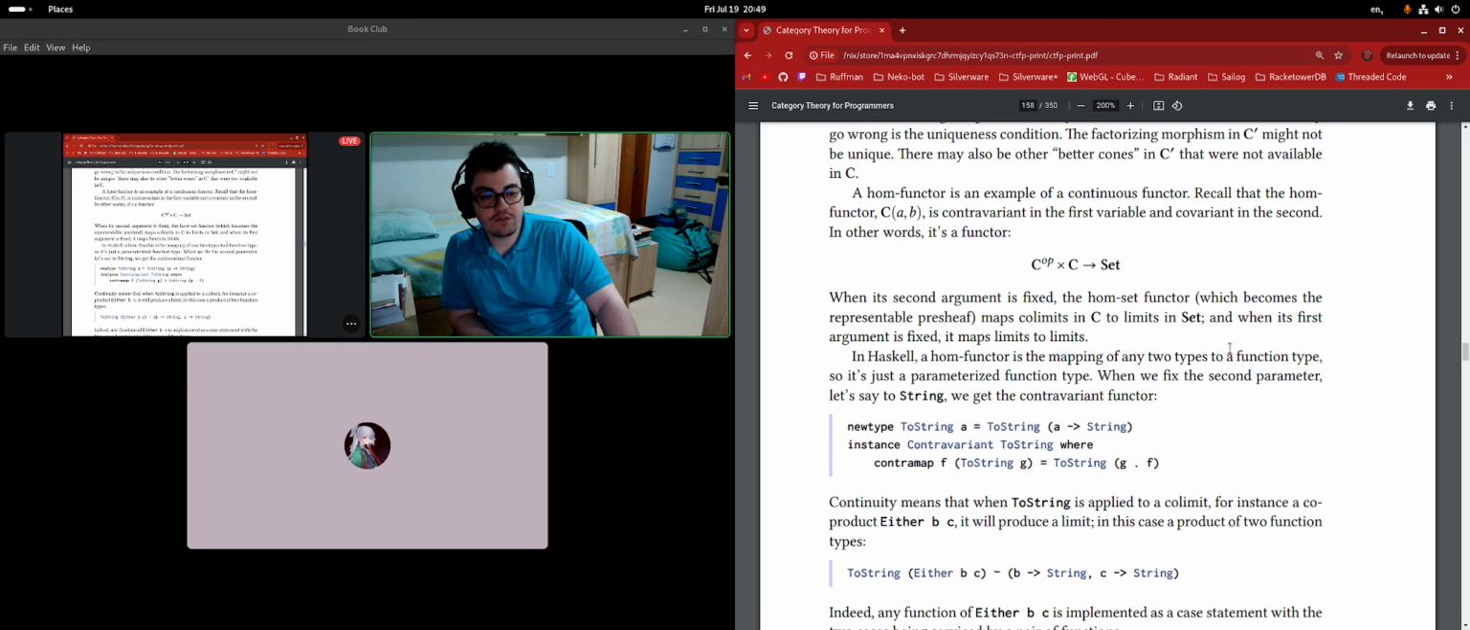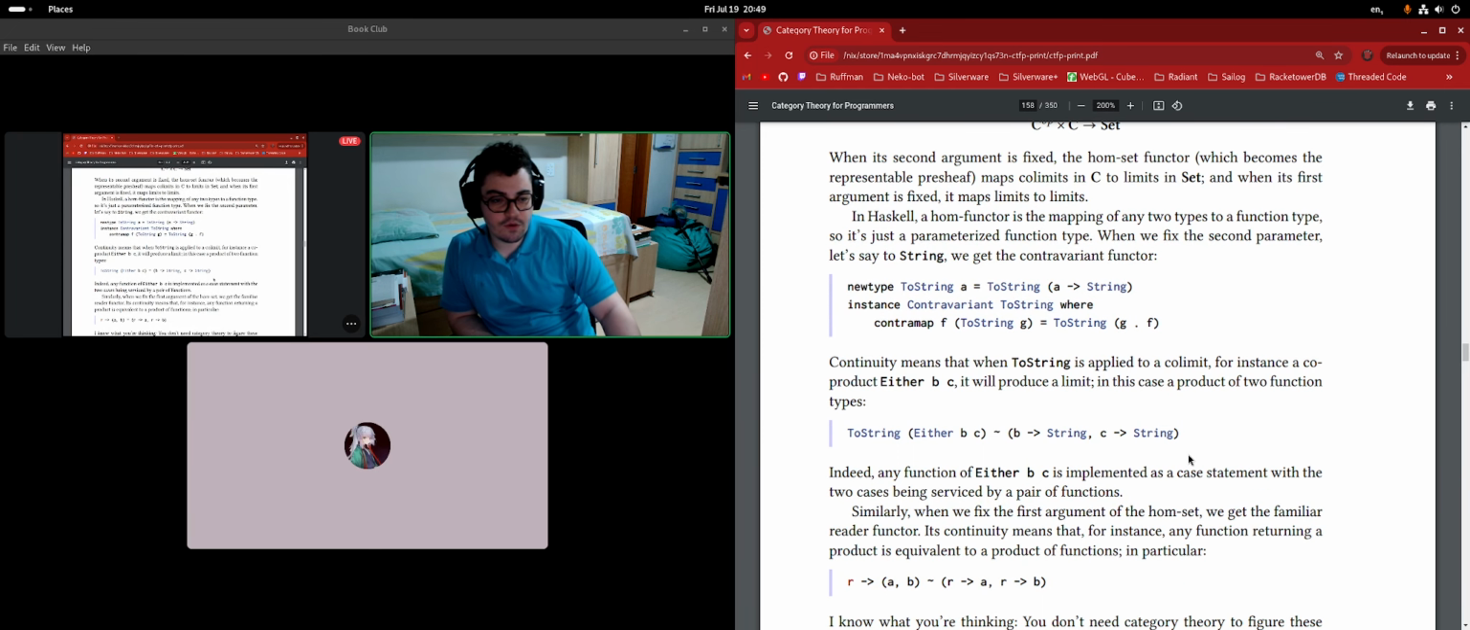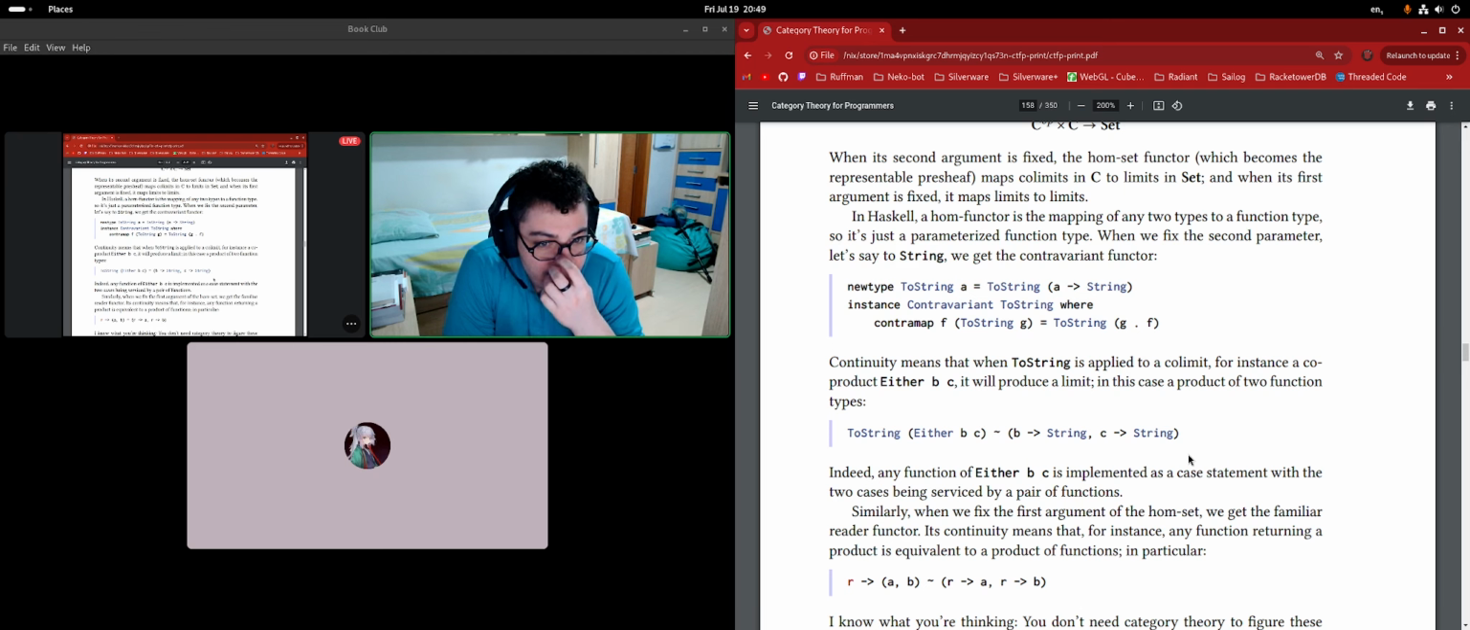So it's just a parameterized function type. When we fix the second parameter, let's say to string, we get the contravariant functor. That I know. Continuity means that when toString is applied to a colimit, for instance a coproduct Either B C, it will produce a limit, in this case a product of two function types. Indeed, any function from Either B C is implemented as a case statement with the two cases being serviced by a pair of functions, right? One from B and one from C.